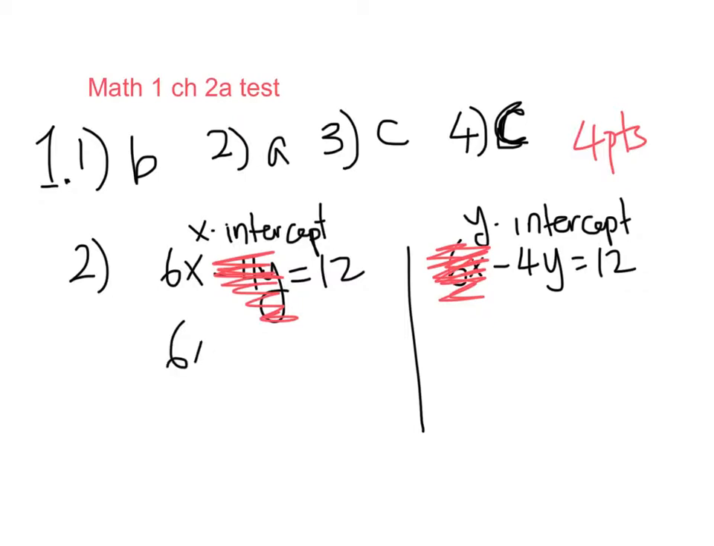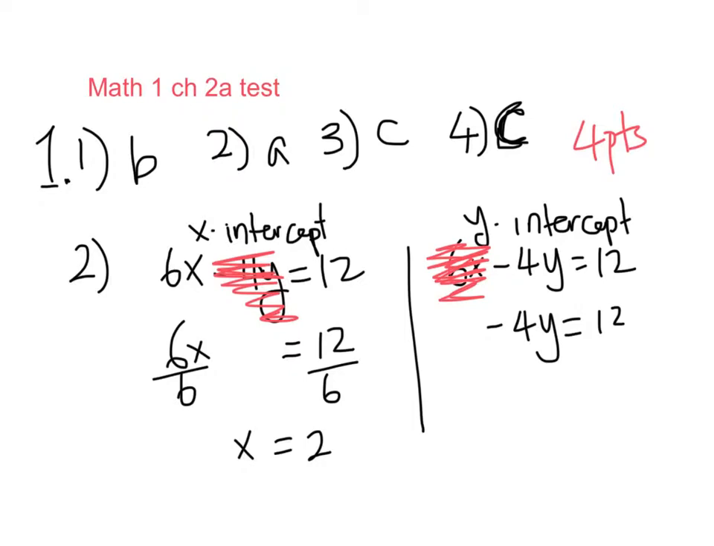And you see 6x is equal to 12. Divide both sides by 6, x equals 2. You see negative 4y equals 12. Divide both sides by negative 4, y equals negative 3. So we know our answer.